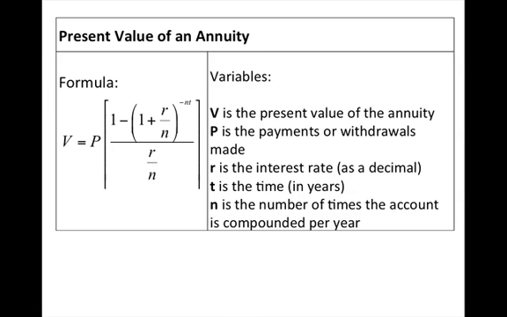This formula is similar in some ways to the future value of an annuity, but it does have some differences. So let's look at those differences. First, instead of an A equals P, I have V equals P. Where A was our future value of the annuity, the V is the present value of the annuity. P is still the payments or the withdrawals that are made. R is still the interest rate. T is still the time, always in years. And n is still the number of times the account is compounded per year.